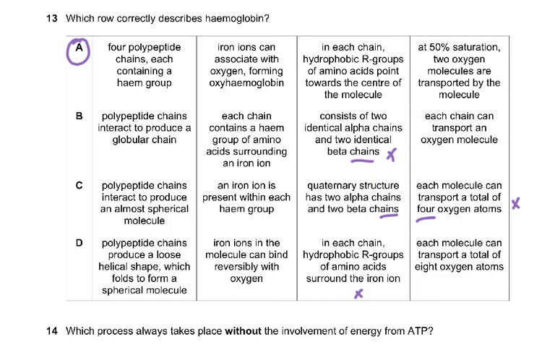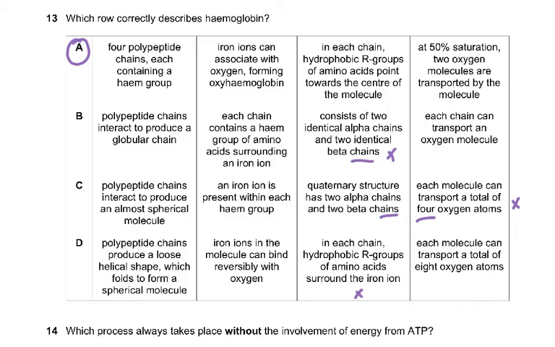Now, which row correctly describes hemoglobin? Now, A is correct. Four polypeptides, each containing a heme group. Iron ions can associate with oxygen, forming oxyhemoglobin. In each chain, hydrophobic R groups of amino acids point towards the center of the molecule. At 50% saturation, two oxygen molecules are transported by the molecule.